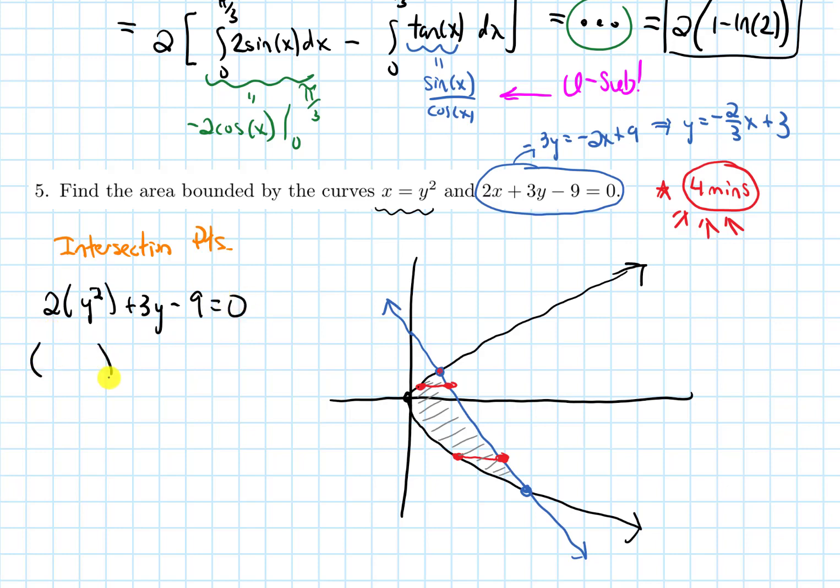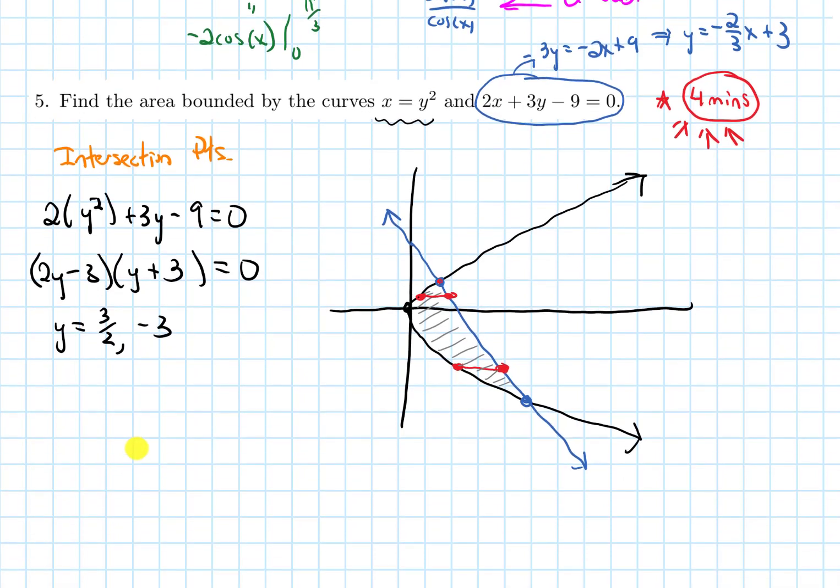And now this will factor. So this factors as 2y and a y here. I'll get a 3 and a 3. This is positive, this is negative. So I get y equals 3 halves and negative 3. So for each of these y's, let's figure out the x value. So for y equals 3 halves, if I plug it into my parabola equation, we get x equals 3 halves squared, which is 9 over 4. And the other y value is y equals negative 3. For that one, I get x equals negative 3 squared, which is 9.